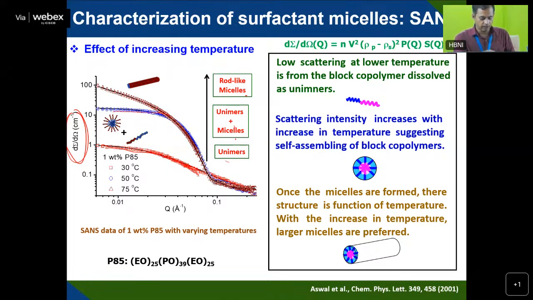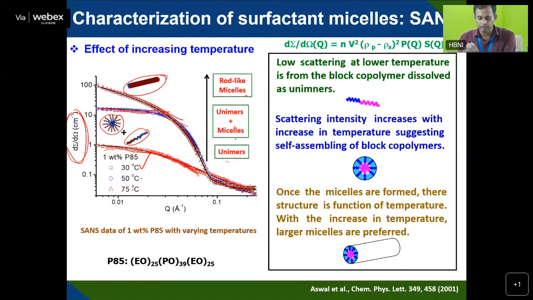And in this diagram, it is mainly P85, a poloxamer polymer, with different temperatures. At 30 degrees, it is forming a unimer structure. At 50 degrees, we get a micelle plus unimer structure. At 75 degrees, a cylindrical micelle is forming. Since it's a micelle, you can see here the slope is almost minus 1 here, and 0 here.